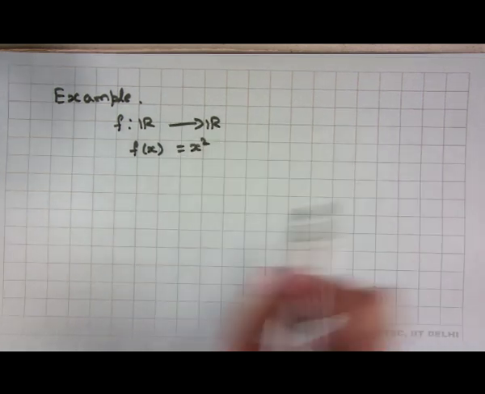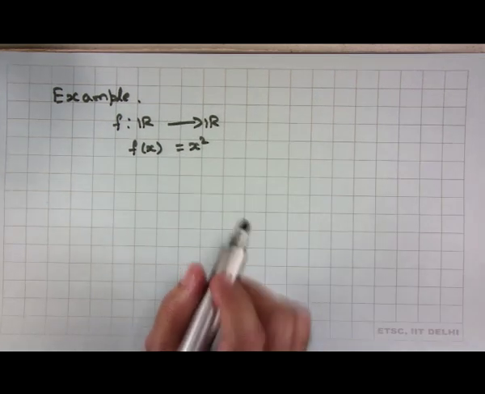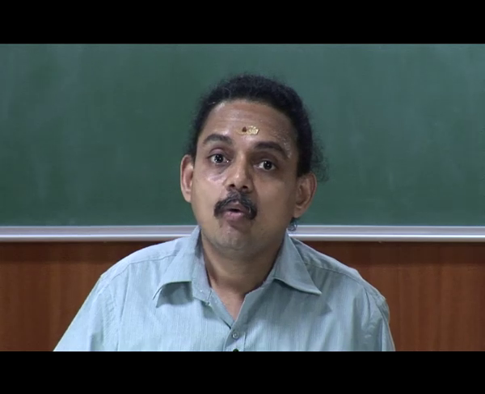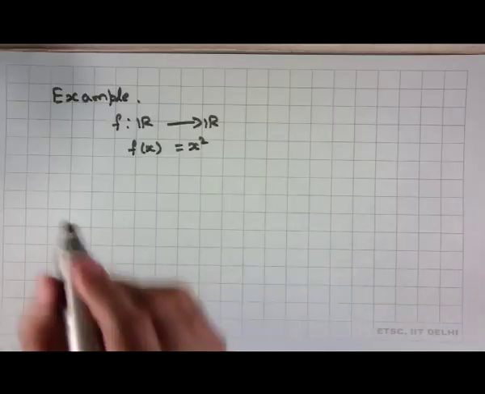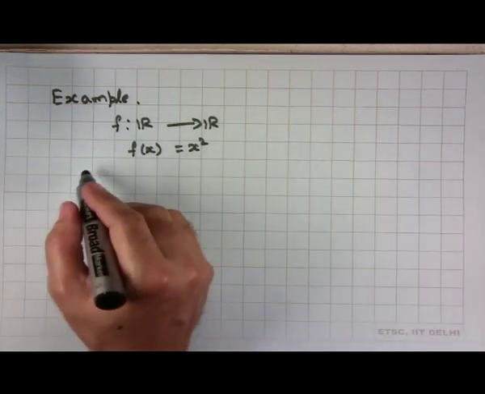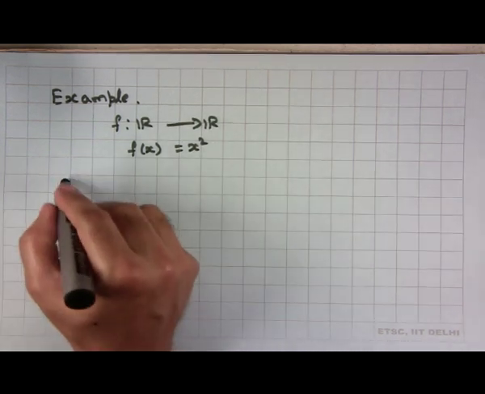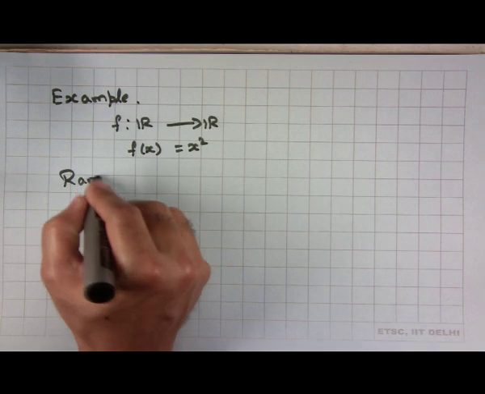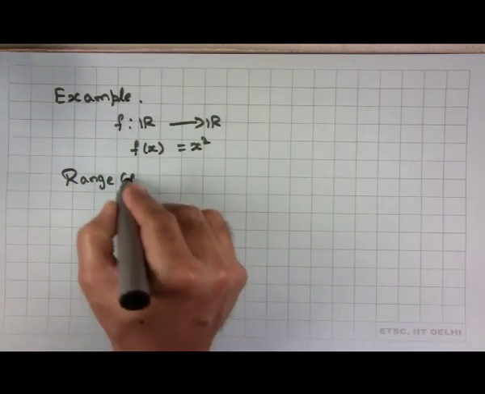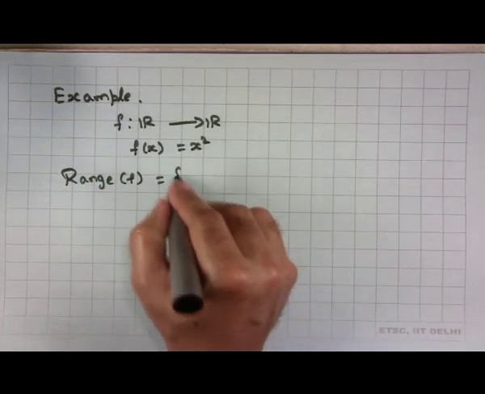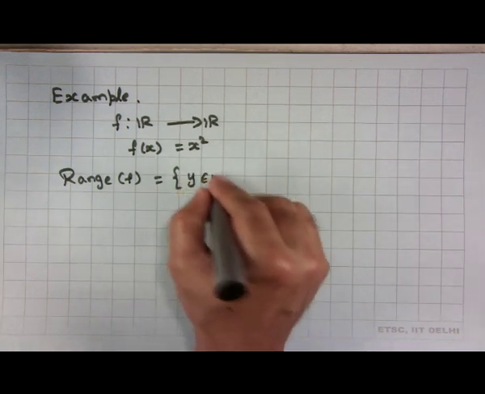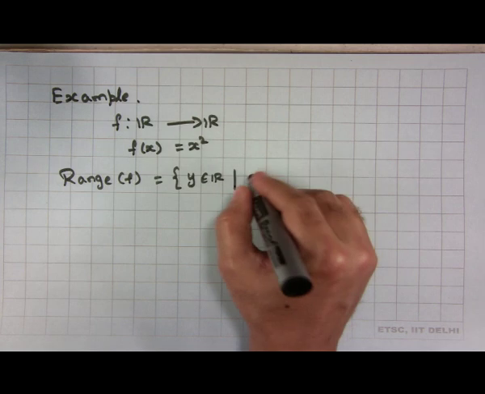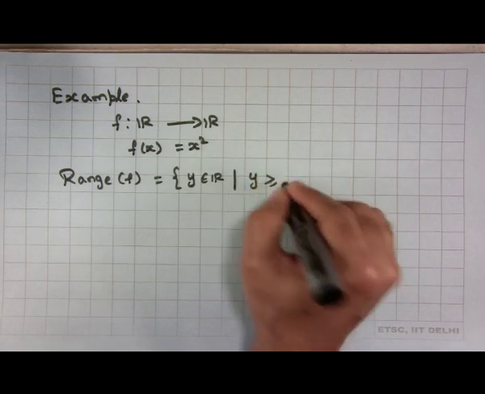Let us look at the function R to R given by f of x equal to x square. This is exactly the function, all those x comma y such that y is of the form x square. This is the standard way of writing. Now, let us try to write down the range for this function. Range of f is all those y in R with the condition that y is greater than or equal to 0.